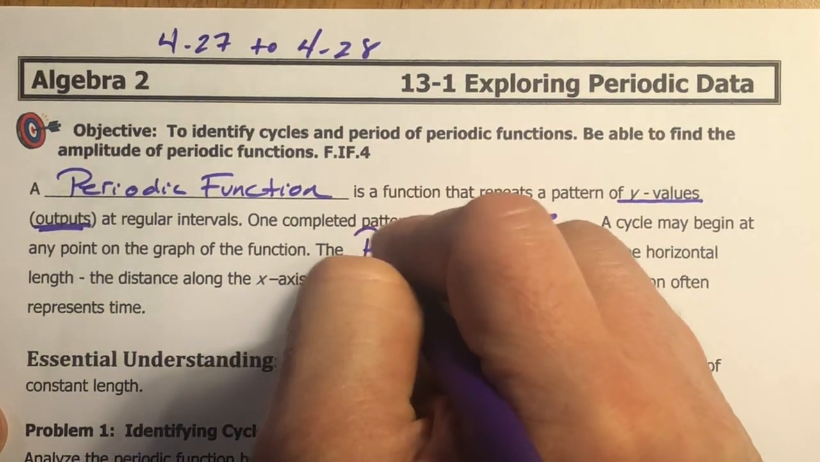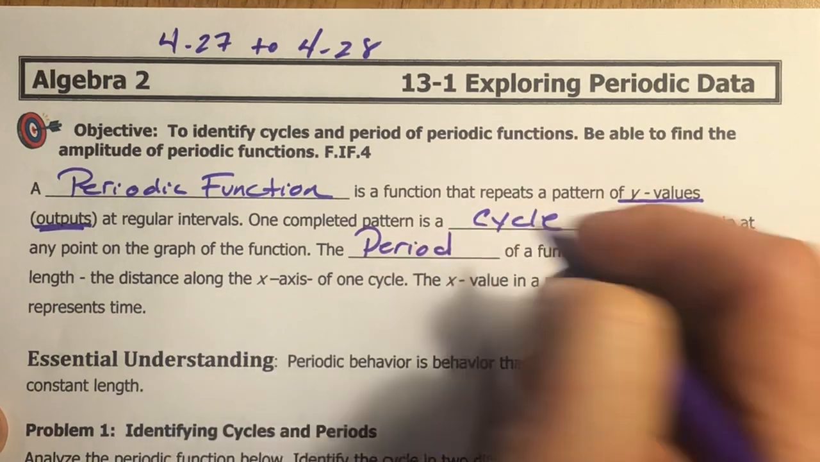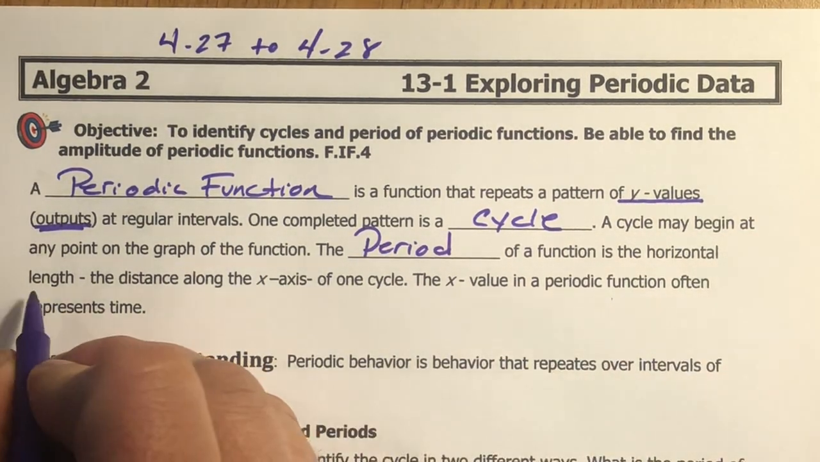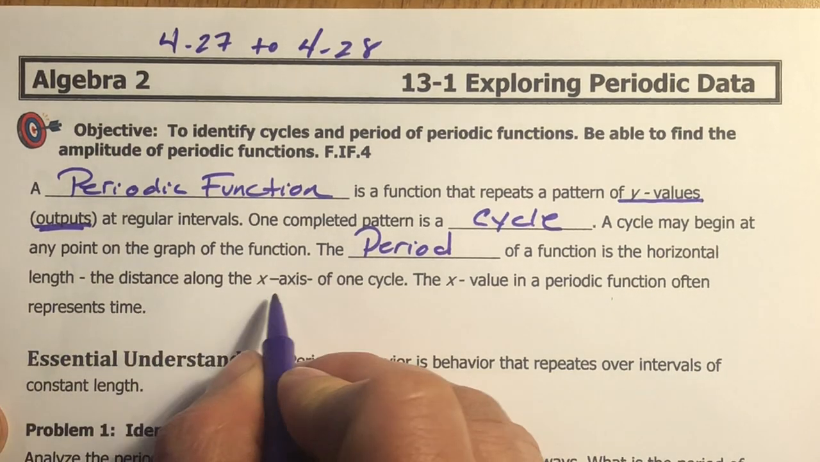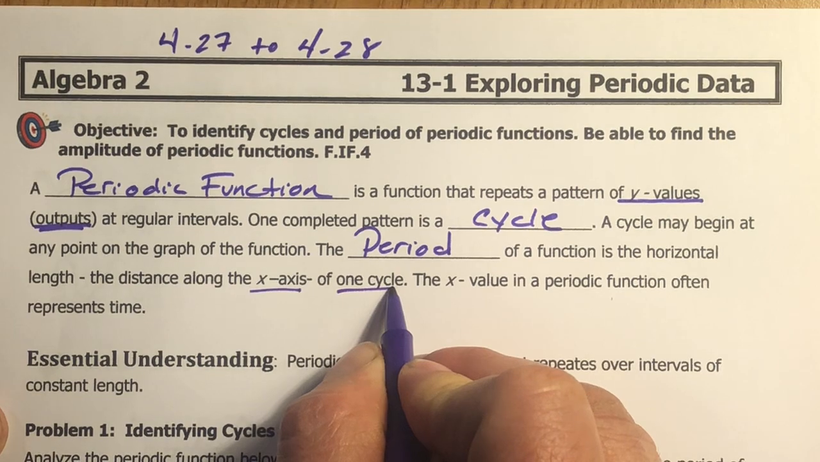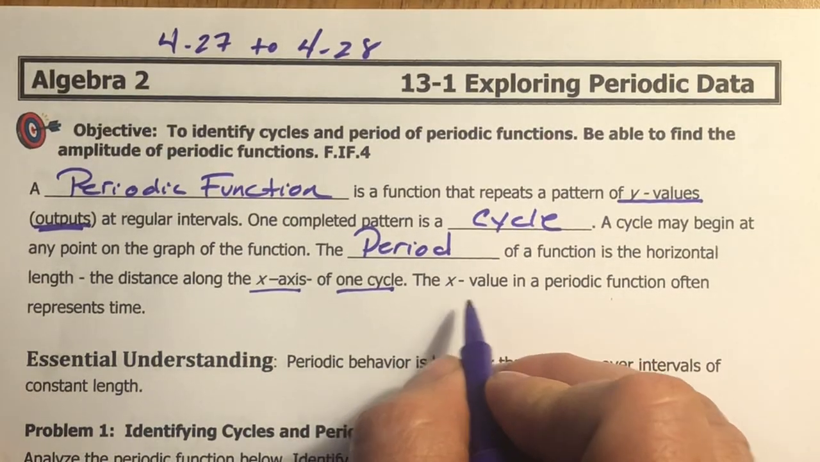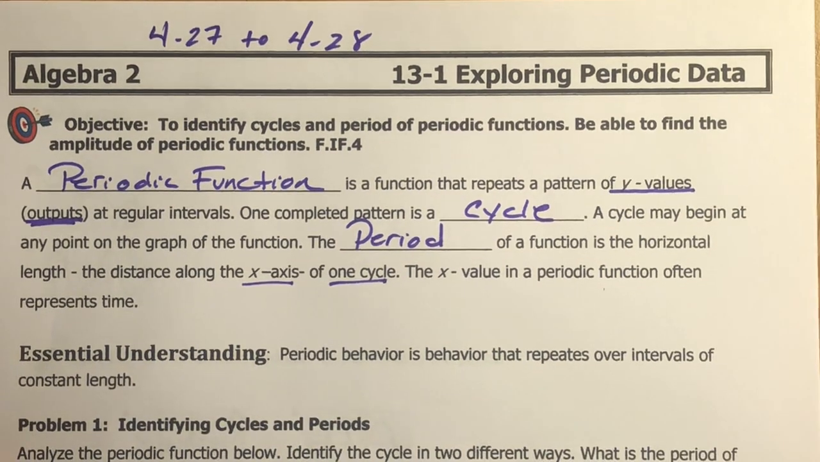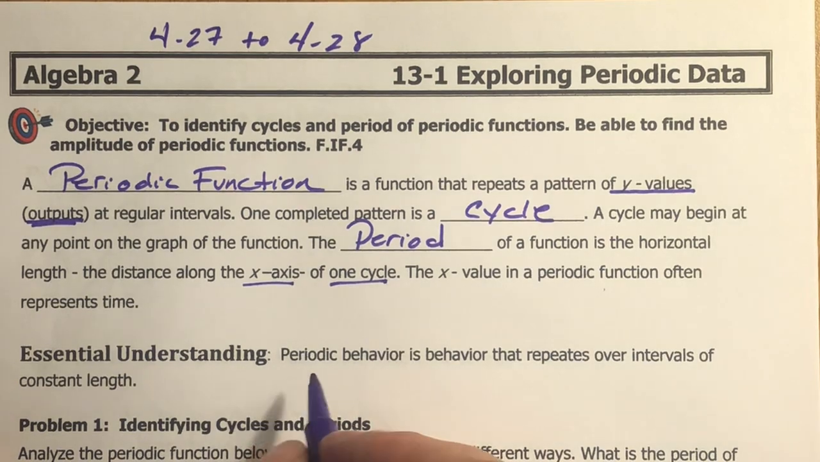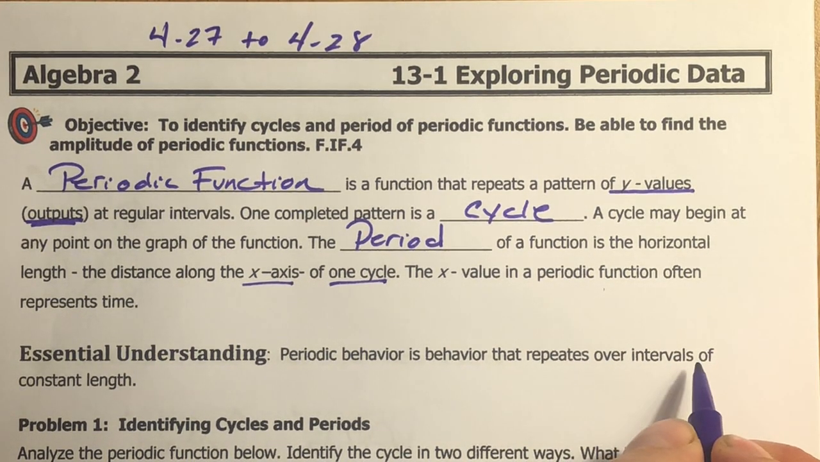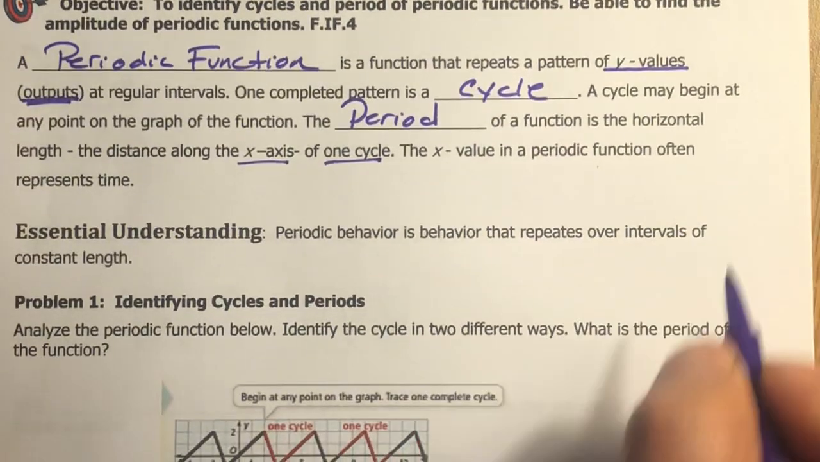The period of a function is the horizontal, left and right, length, the distance along the x-axis of one cycle. I'll show you what that looks like here in a second. The x value in a periodic function often represents time. Periodic behavior is behavior that repeats over intervals of constant lengths.